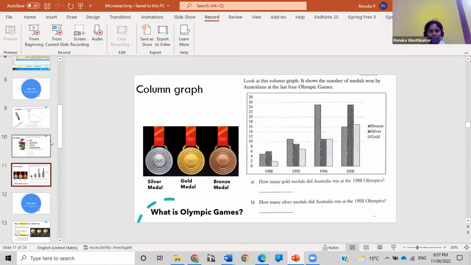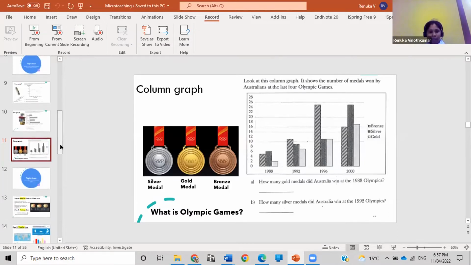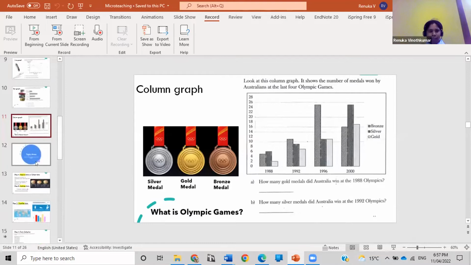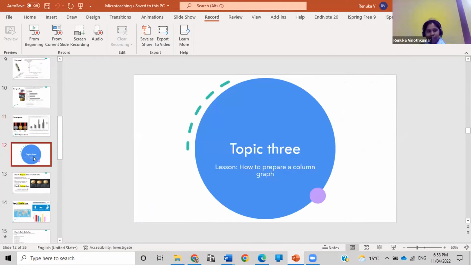Very good. I'm super impressed now. You all remember your lessons properly. Did anybody do the practice at home? Yes, we did. Very good, very good. Okay, let's go to our today's lesson, and we will learn about how to prepare this column graph.